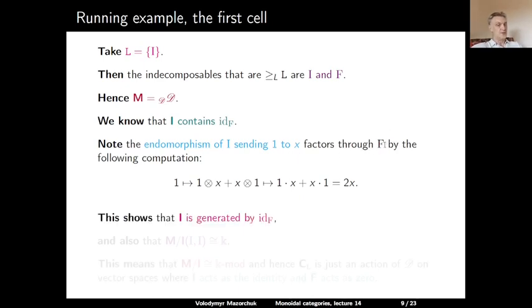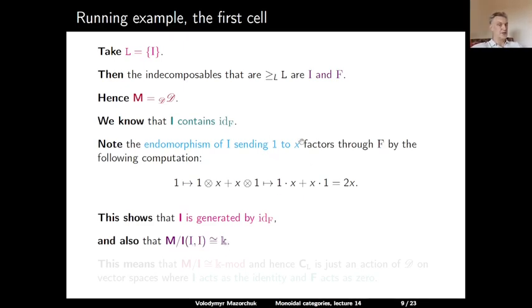So this shows that the ideal I is generated by the identity on F, and that when we factor out that ideal, the endomorphism algebra of the identity in the quotient will be just the field.